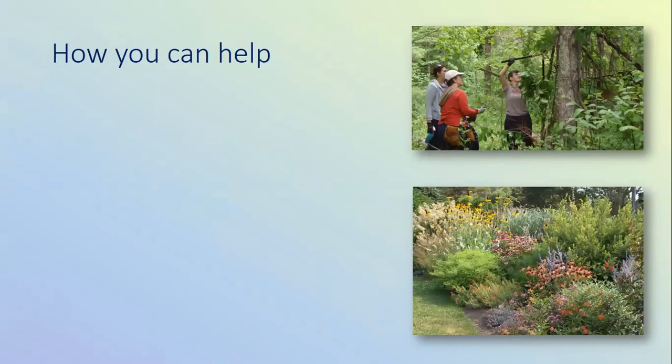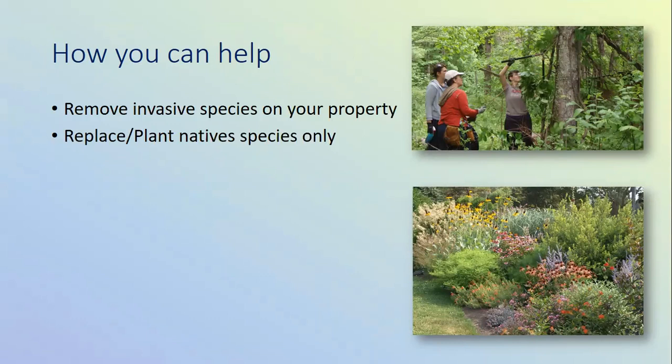So, ways that you can help. Of course, the best way is if you can identify and remove any invasive species that's already on your property. You'll want to replace any invasive species, or just in general, you'll want to plant native species only on your property.